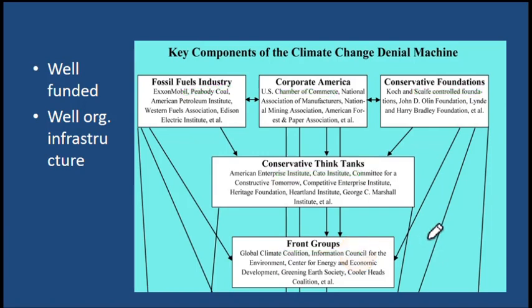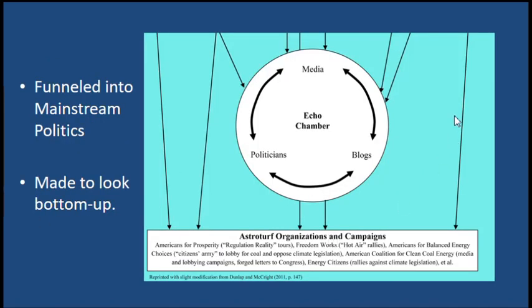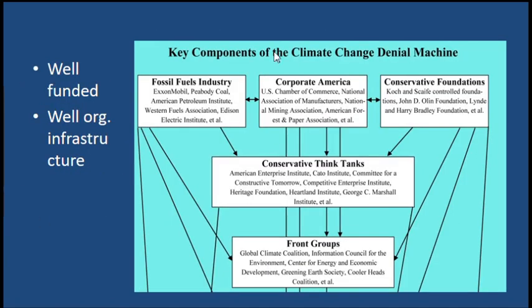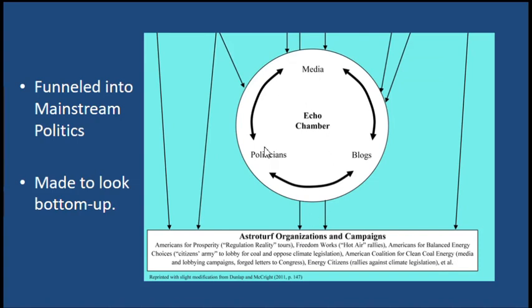A front group takes on certain positions, but it's a way of obscuring who is really giving you the money. And then down here on the bottom half, all these things are feeding into this echo chamber where you have the media, blogs, or Twitter, and politicians kicking this around and emphasizing and echoing that point.